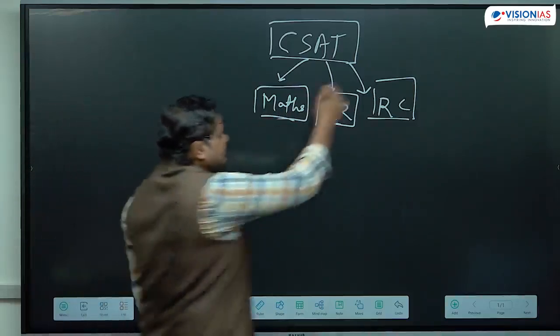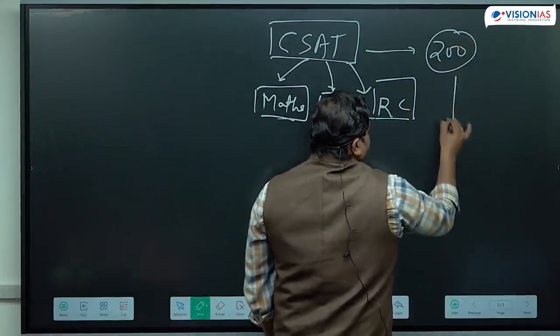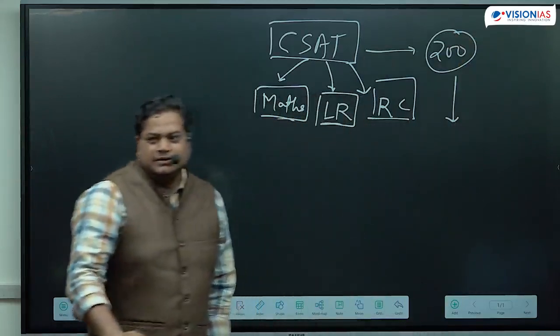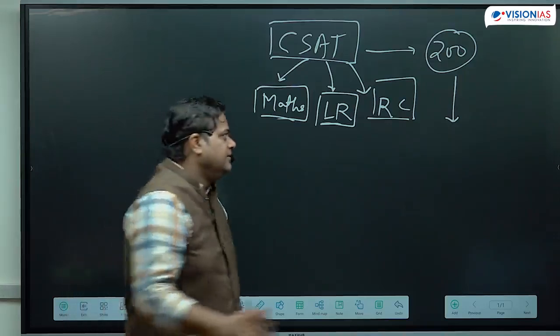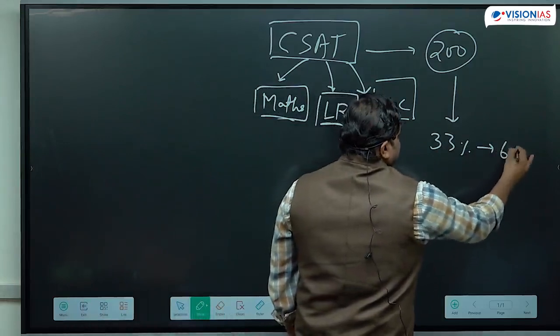so this CSAT paper is of 200 marks, out of which what we need to score to cross the barrier? 33%, that means 66 marks.